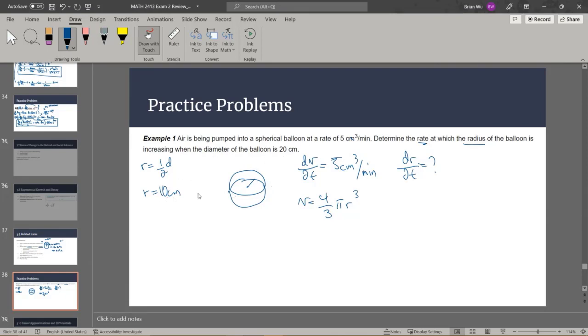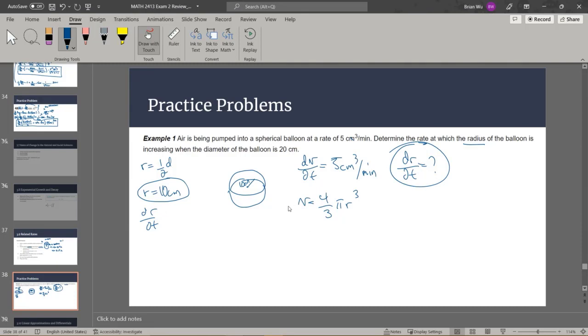So in this case, we don't have any constants really. But we do know that when a balloon is being pumped, the radius will expand and change, and so will the volume. So this is the equation we'll use. And we want to find it when the radius is equal to 10 centimeters. And we want to find dr over dt. So we want to know what we're looking for.